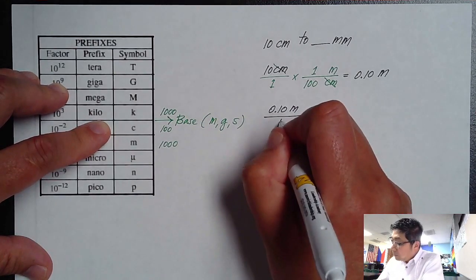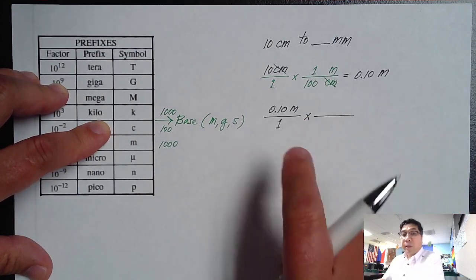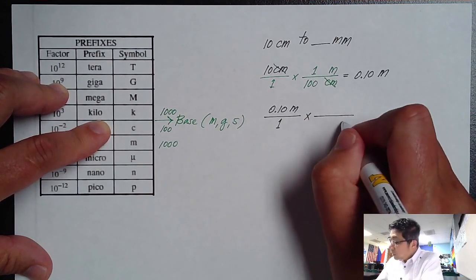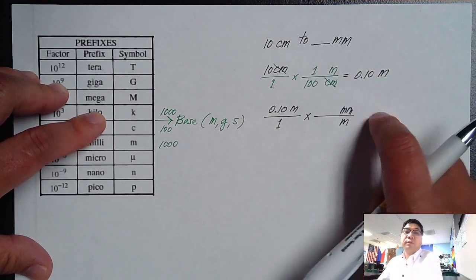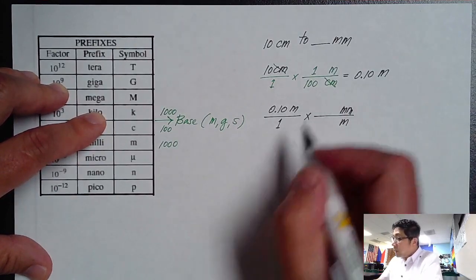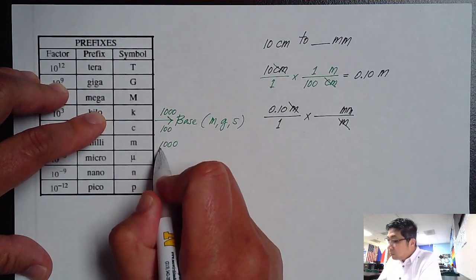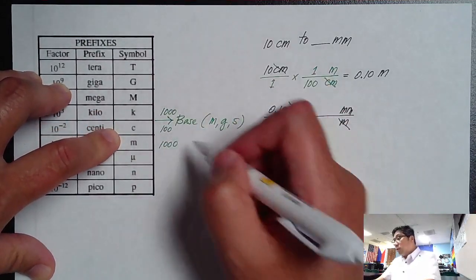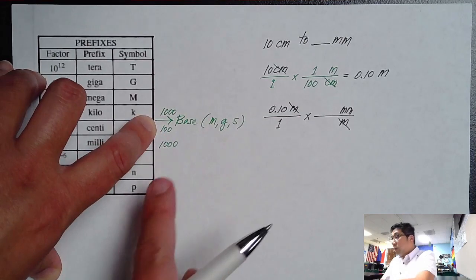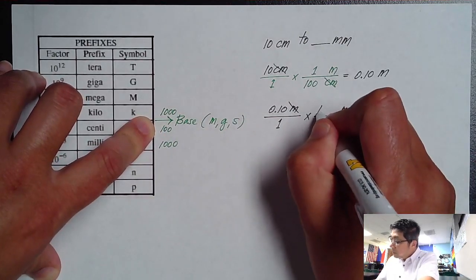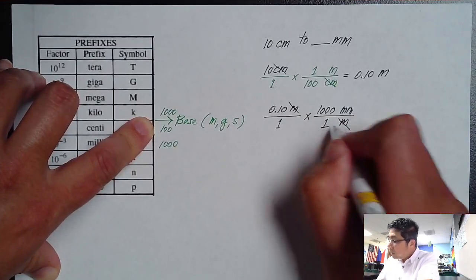So let's divide it by 1. Let's draw our multiplication bar, and then let's place our meter on the bottom and millimeter on the top, because we want to go to millimeter. So meters cancels out. Now we have meter going to millimeter. This time you're moving away from the base, to the bottom, meaning you're going to a smaller unit. So therefore, we have to multiply it by 1,000 millimeter for every 1 meter.